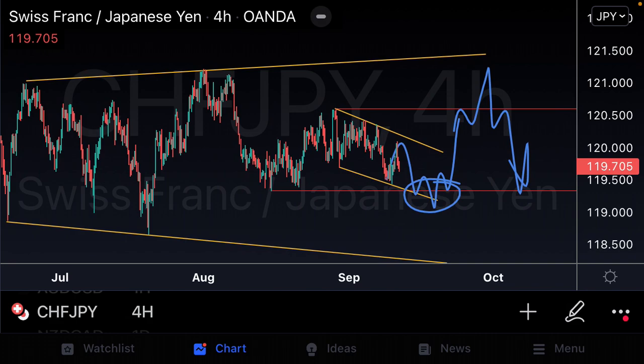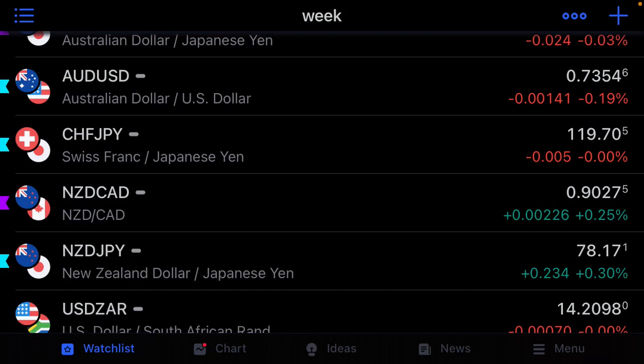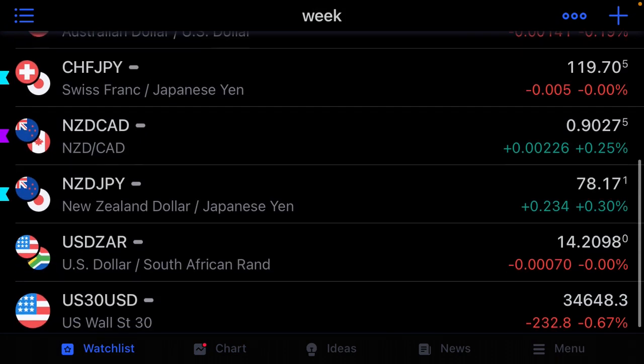Bullish bias on Swiss yen for next week, hopefully gonna take us into some important resistance areas where we can actually continue and find trades that will support our bearish bias. So guys, that's Swiss yen. Let's look for those bullish bias setups.